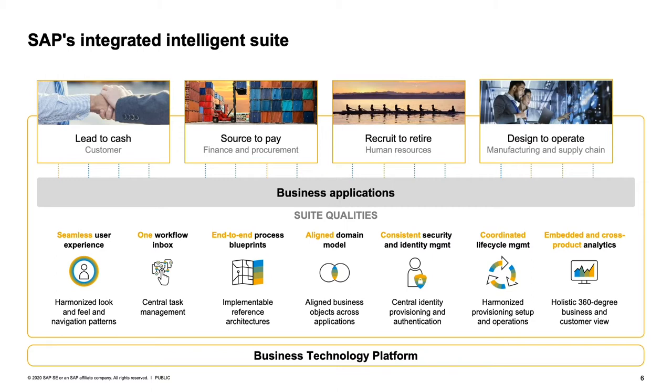And the business technology platform is the platform that enables these qualities to be addressed and for these business systems to work in an integrated suite manner. And again, these suite qualities are not all of the suite qualities. They are some of the key suite qualities. And I don't want to go into each of them in the session, rather focus on one, which is more relevant to SAP Graph. Let's go to the next slide.